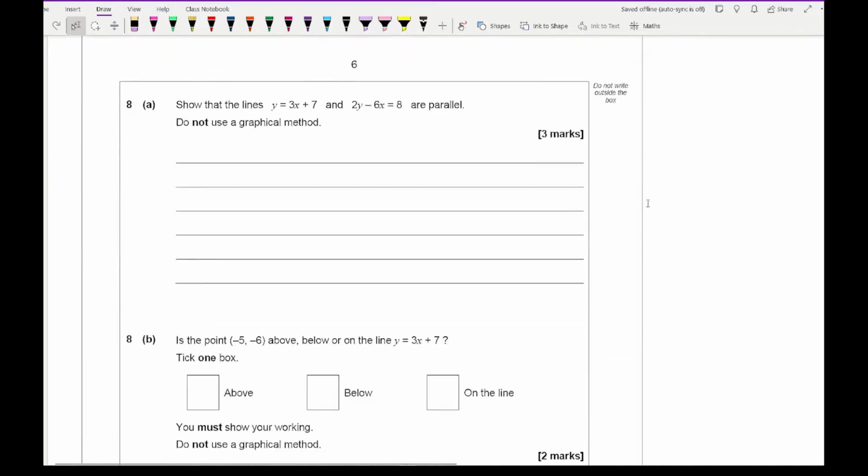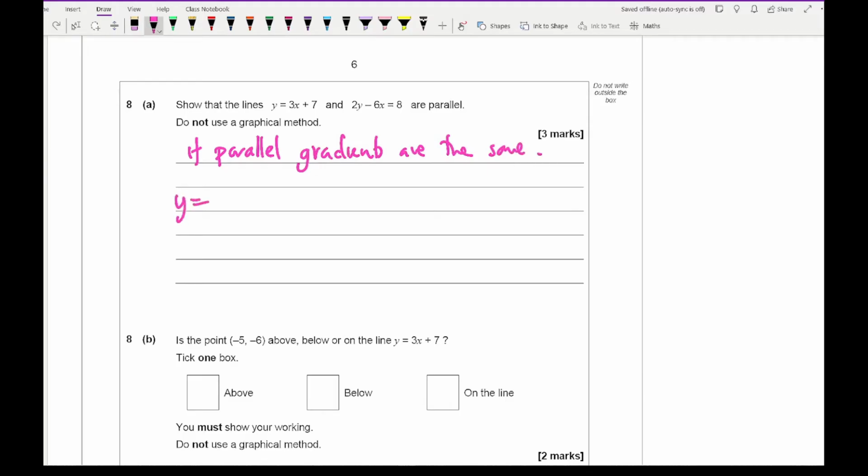Then moving on to question 8, it says show that the lines y equals 3x plus 7 and 2y minus 6x equals 8 are parallel. So here we obviously can't draw a graph. So if parallel, gradients are the same. So that's a proof that we are going to be using.